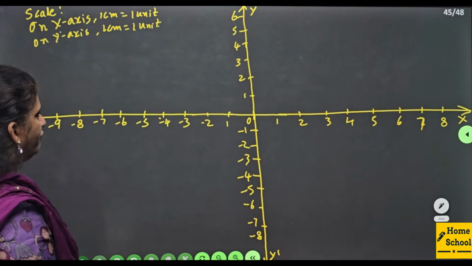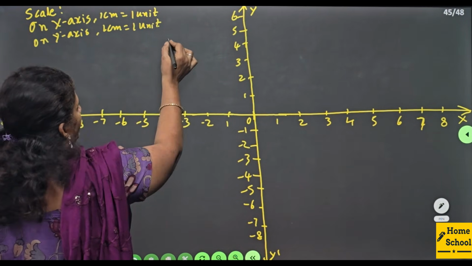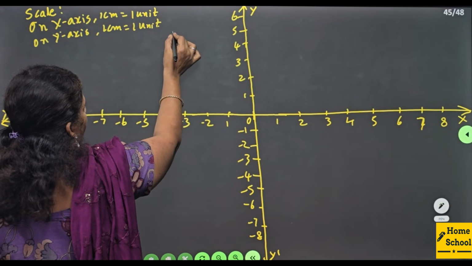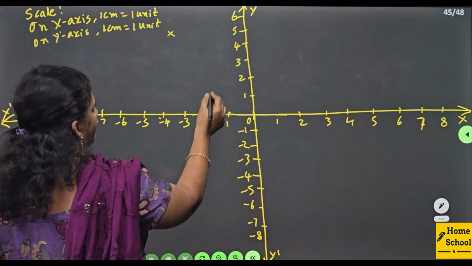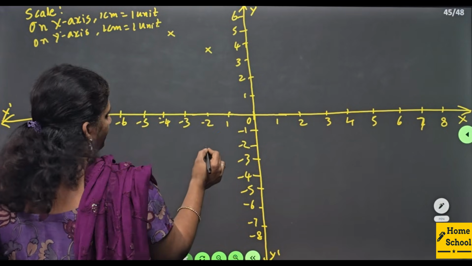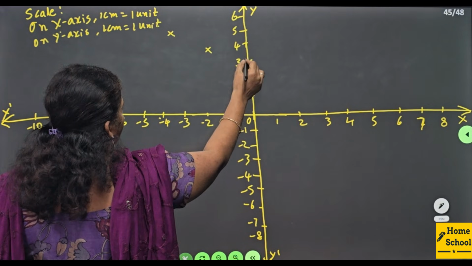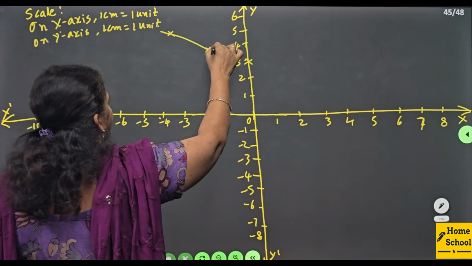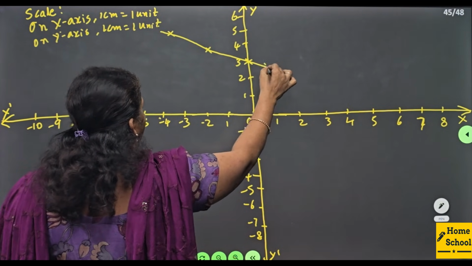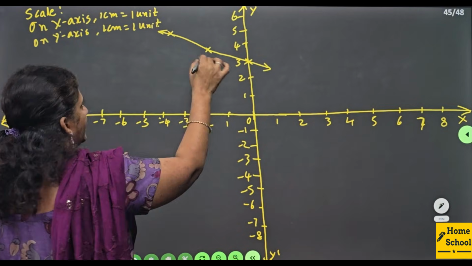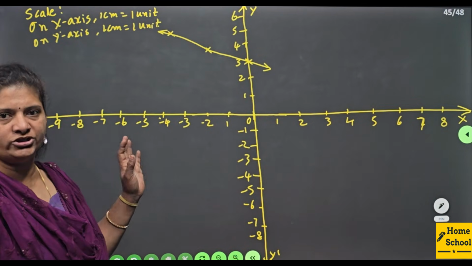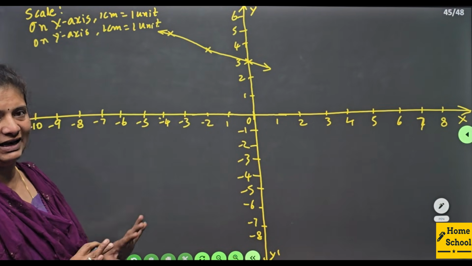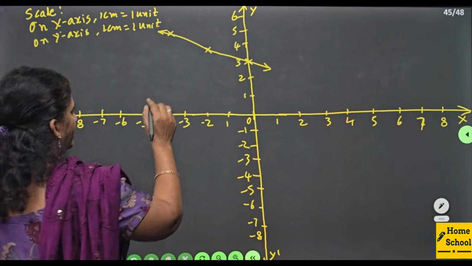Minus 4 comma 5. Minus 4 comma 5 we are going to get here. And next one is minus 2 comma 4 here. 0 comma 3. See here, this is not exact graph sheet. So rough graph sheet, just a curve, slight curve you got. But in your original graph sheet, you are not going to get any curves. Straight line you are going to get.